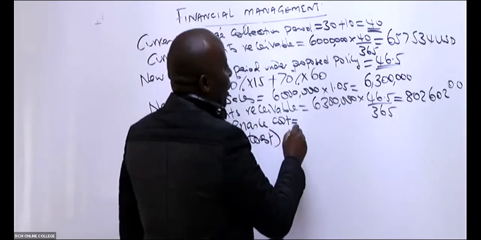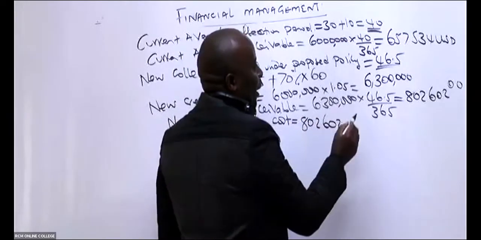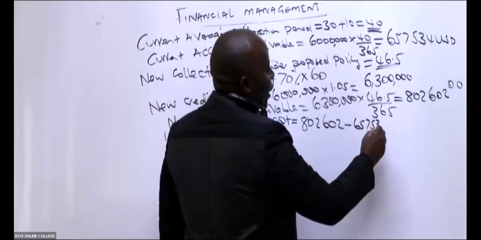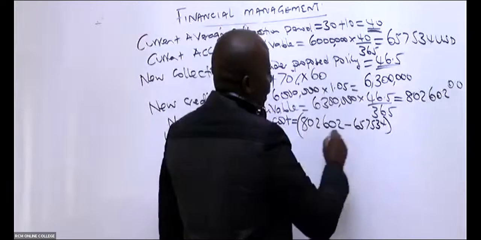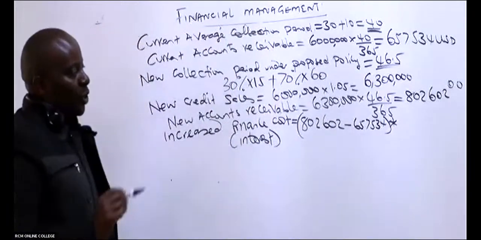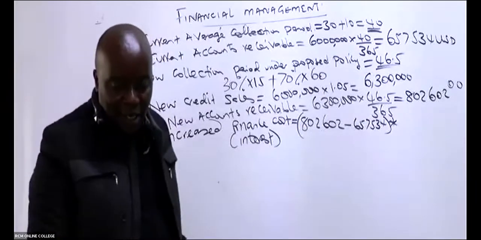Interest. This is interest, very easy. So my new receivable is 802, 602, the money which is outside there, minus the old receivable, 657, 534. And then we multiply these with any interest on loan provided in the question.